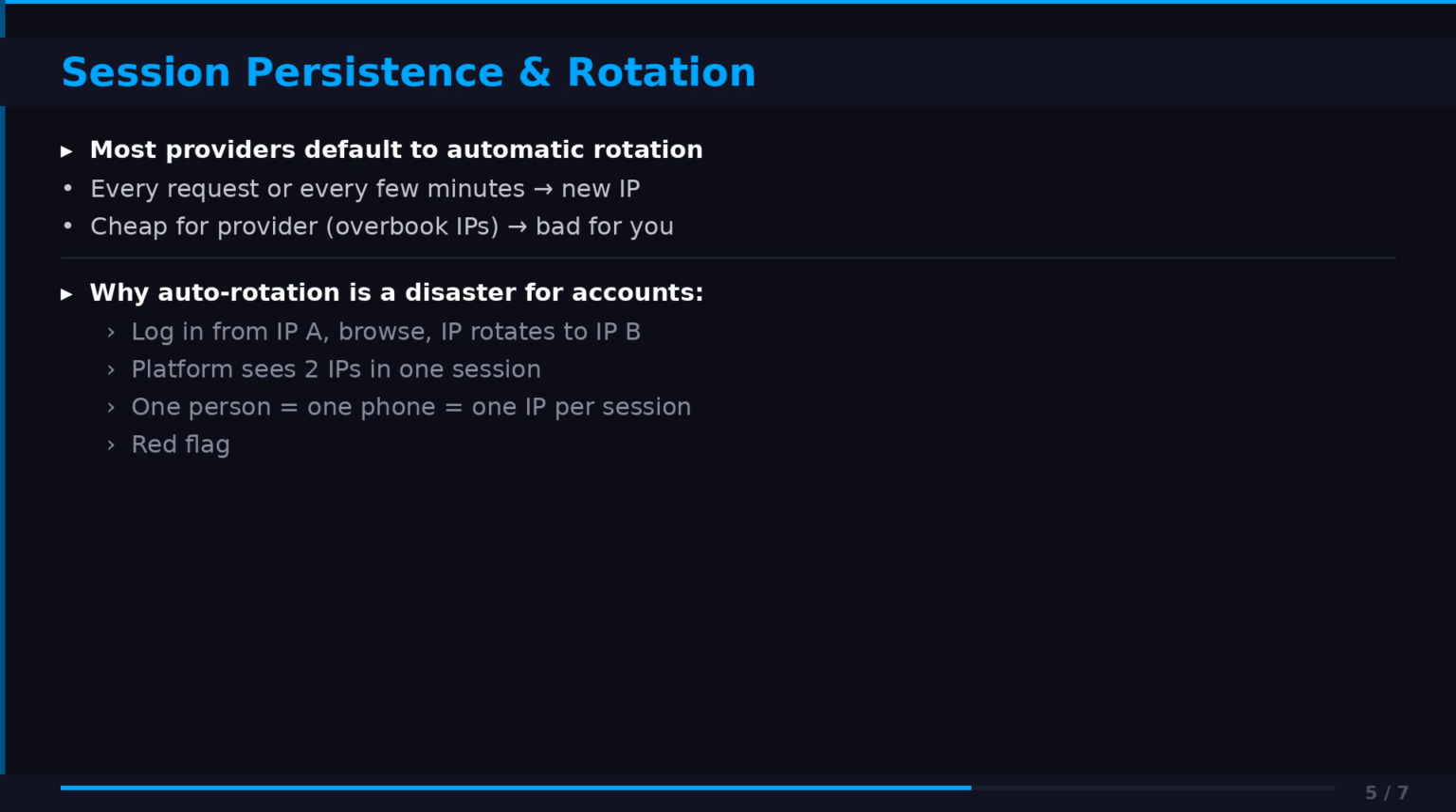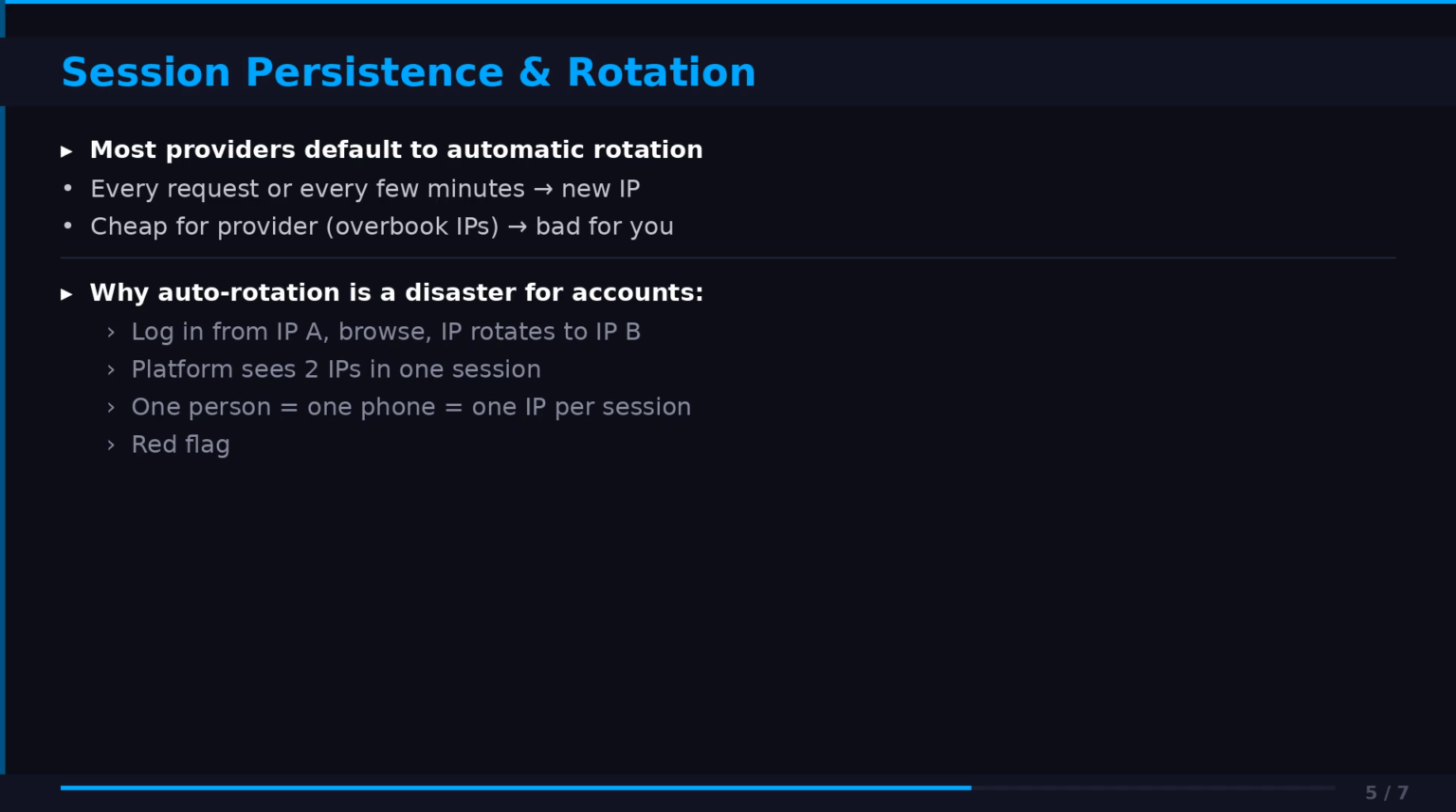Use mobile proxies for account creation and management, social media operations, anything requiring maximum platform trust, anything long-term or high value. Don't use them for high volume scraping because they're too slow and expensive, anything where you need speed more than trust. Now here's the critical piece that gets people into trouble: session persistence and rotation.